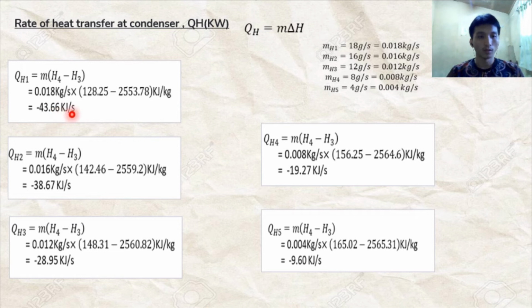As I said before, 1 kilojoule per second equals 1 kilowatt, so basically the answer is negative 43.66 kilowatt. For QH2, the value is negative 38.67 kilowatt. For QH3, negative 28.95 kilowatt. For QH4, negative 19.27 kilowatt. For the last test, QH5, the value is negative 9.60 kilowatt.